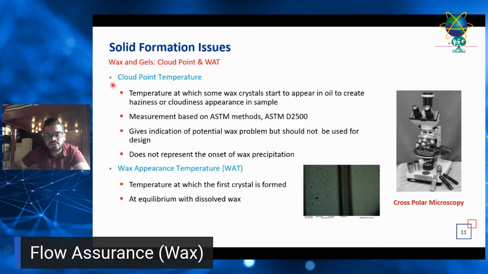All right, wax simulation. Okay, there are two terms here, which are cloud point and WAT. Cloud point is the temperature at which crystals start to appear and form a kind of cloudiness in the sample. That's called cloud point. But we will not use this measurement to tune the wax model. We use the wax appearance temperature measurement, and this is the temperature at which the first crystal is formed, at equilibrium with dissolved wax.